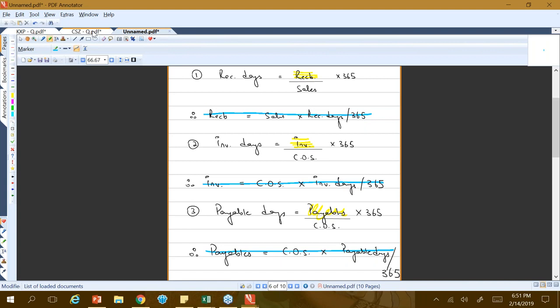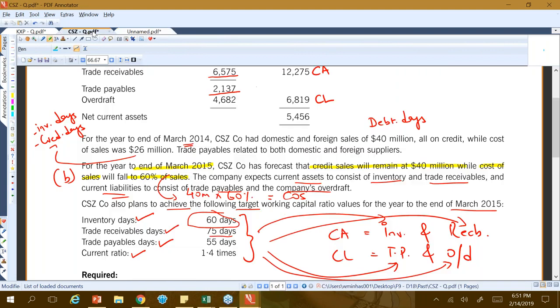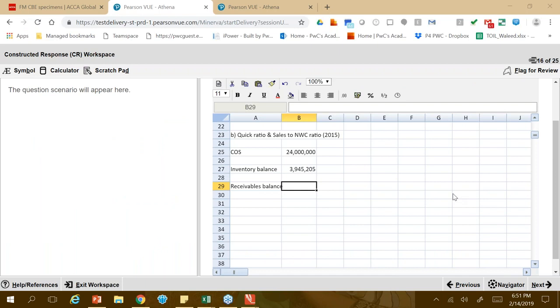Do we have the sales? Yes. Do we have the receivable days for next year? Yes. And we know 365. So can I ask you to give me the receivables balance for next year, 2015? Yes, so some correct answers given in.